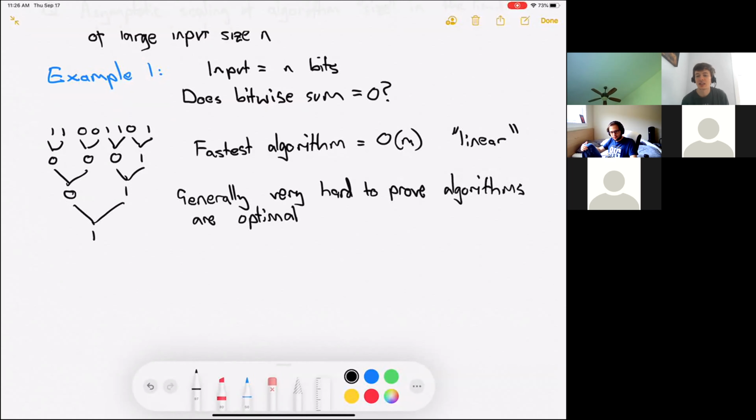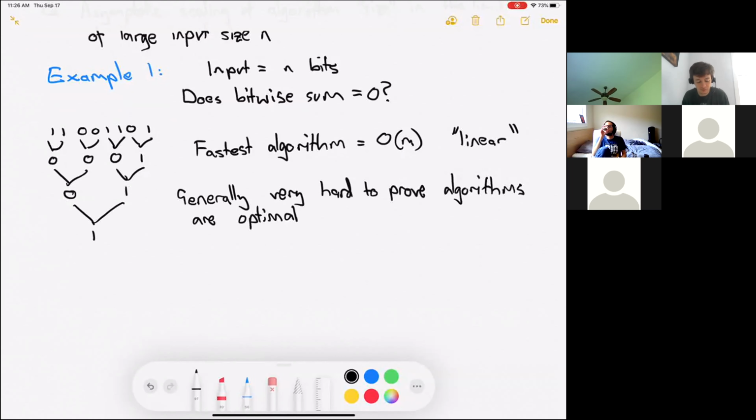So there's a question in the chat: did we assume that addition for any sized number is order 1? No, we did not assume that. The point was that this is bitwise addition, so we're always just adding together 2 bits. If we were adding together larger numbers, then the time that takes is linear in the number of bits of the number. Okay, good question though.